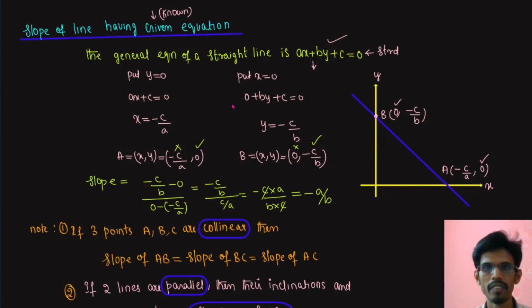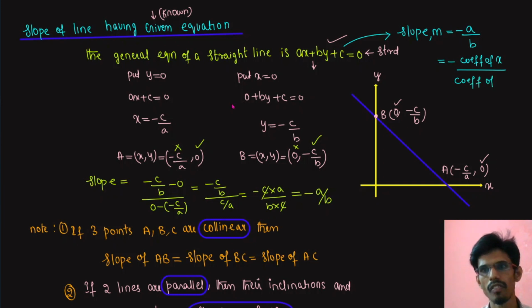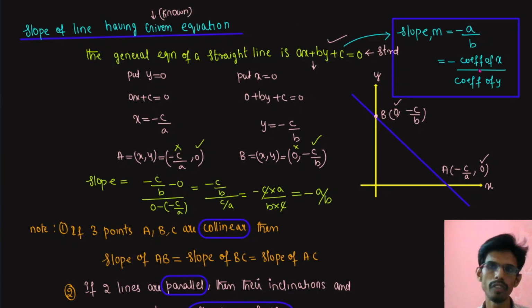Remember, whenever we have this equation ax plus by plus c, the slope m will be minus a by b, that is coefficient of x upon coefficient of y. From now onwards, this is the formula. Whenever we get the equation of a line, the formula will be minus a by b, that is coefficient of x by coefficient of y with a negative sign.